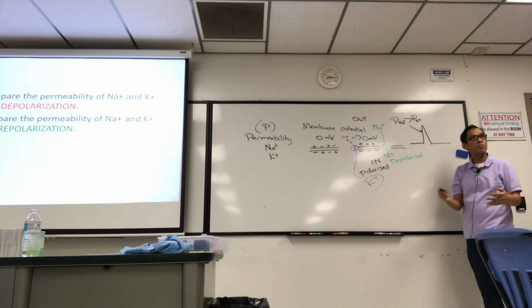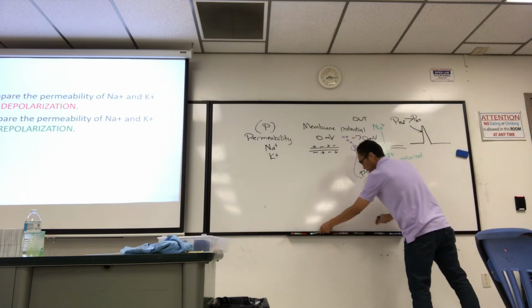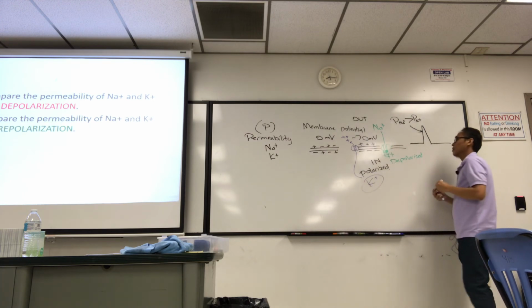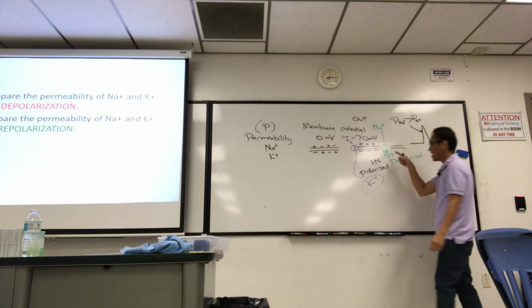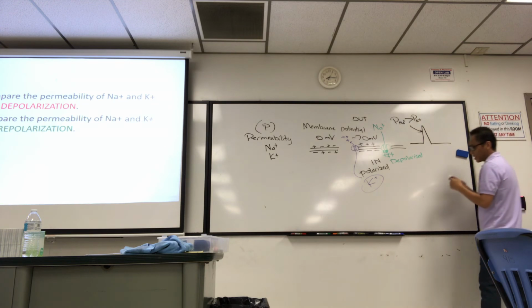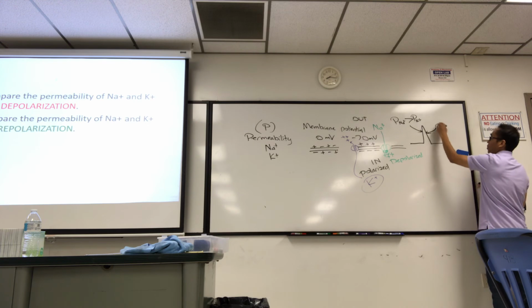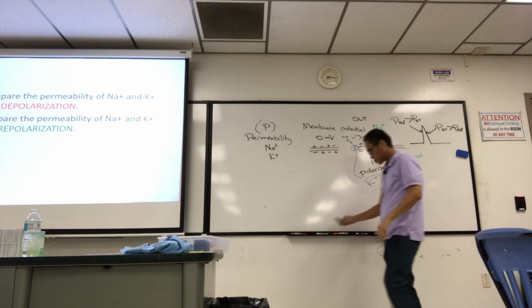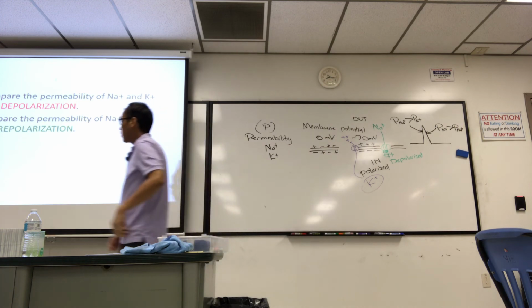At the time you depolarize, you're more permeable to this than to that. But in repolarization, it reverses because there's that sodium inactivation gate. It's like a little ball and chain that plugs it up. Anyways, when you repolarize, the sodium channels become inactivated, and during that time, the permeability of the cell to potassium is much greater than that of sodium. Okay, so that's the end of my review.